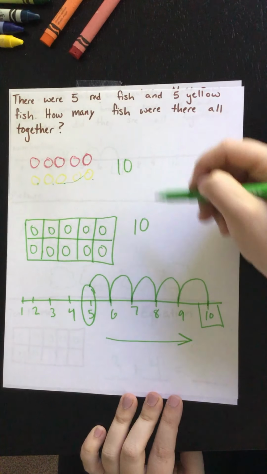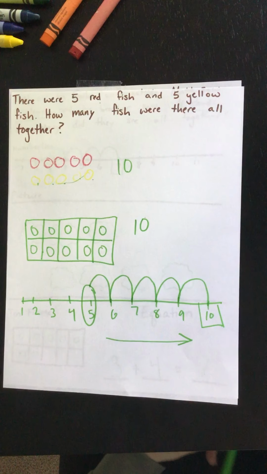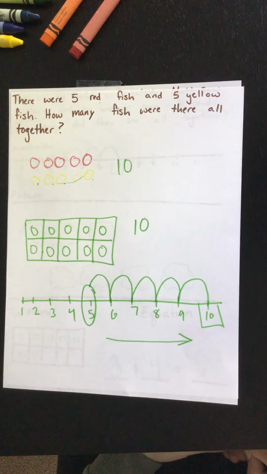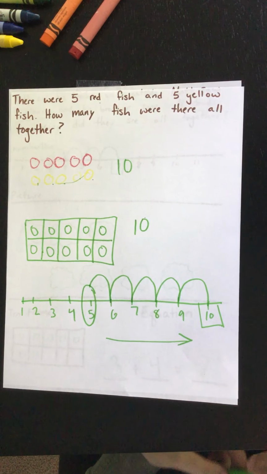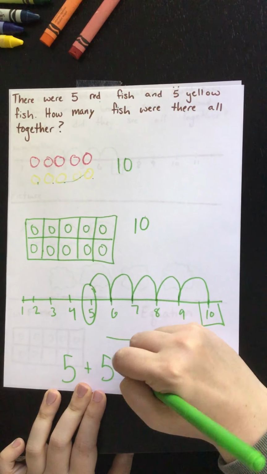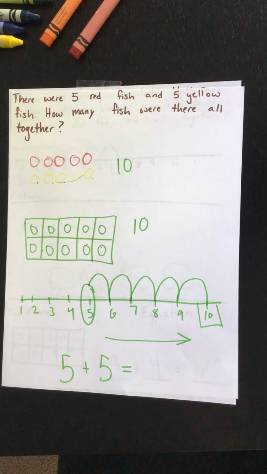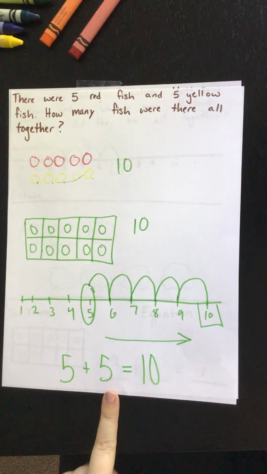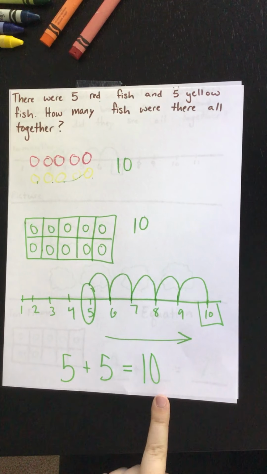So right now, all of my numbers match. We got 10 each time, so that means that we probably got it correct if we're getting the same number every time. So now all we have to do is write the equation. Do you know what the equation would be? It would be 5 plus 5 equals 10. If I have 5 and I get 5 more, then I have 10 all together.